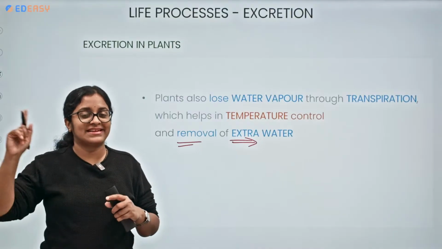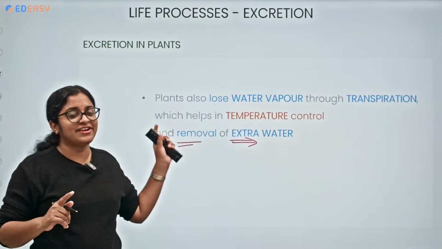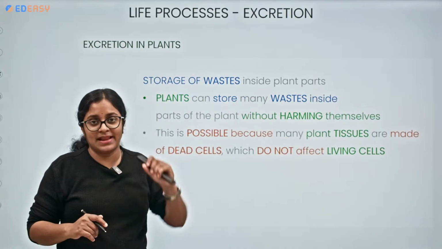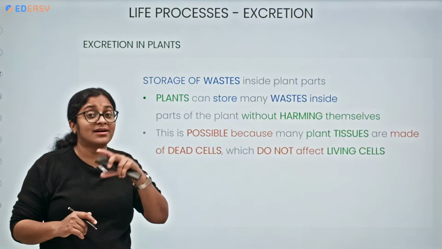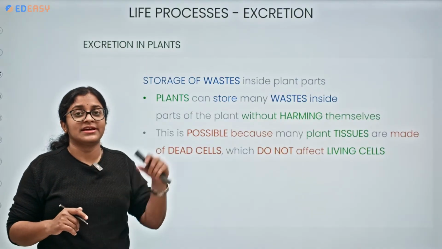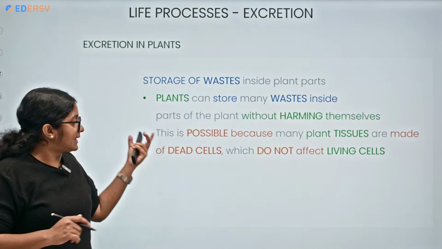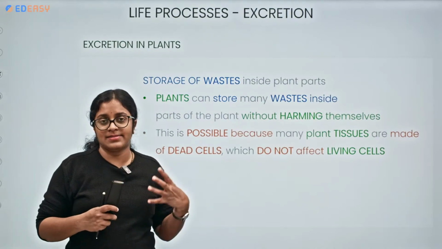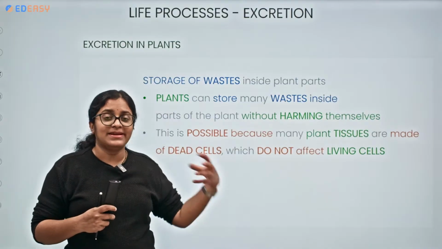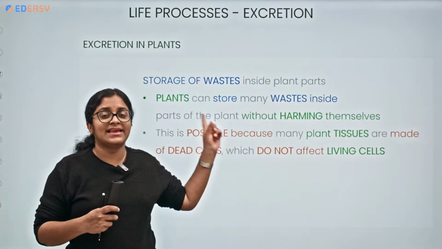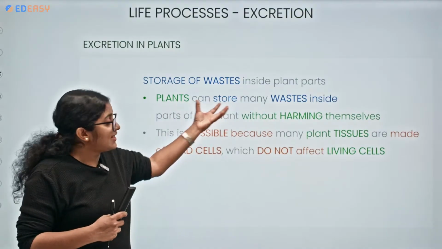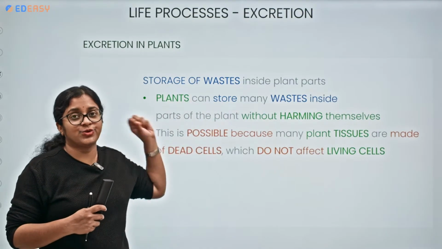Some should be eliminated. It occurs with the help of transpiration. Now, storage of waste inside the plant parts. This is also a method which the plant uses. So, plants can store many wastes. You know, in our body, when toxicity builds up, it will damage our organs. But in the case of plants, many wastes can be stored without harming themselves.